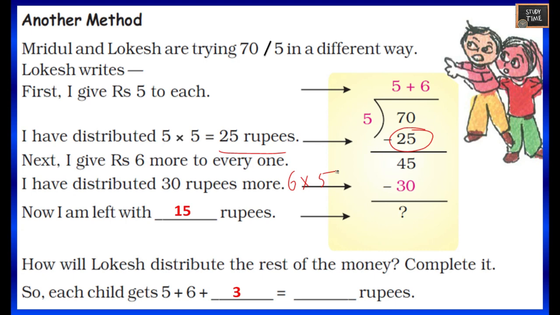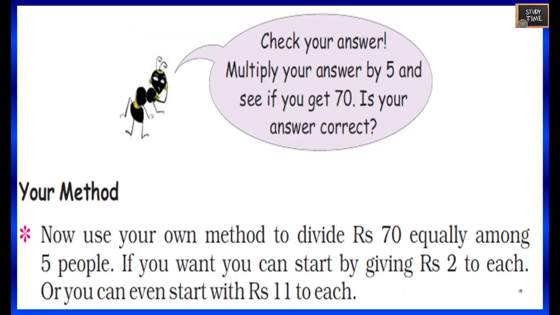So each will be getting 3. So totally each person will have 5 plus 3, 6 plus 3. So the same answer is 14. So this is a different way. Check your answer: multiply your answer by 5 and see if you get 70. Is your answer right?